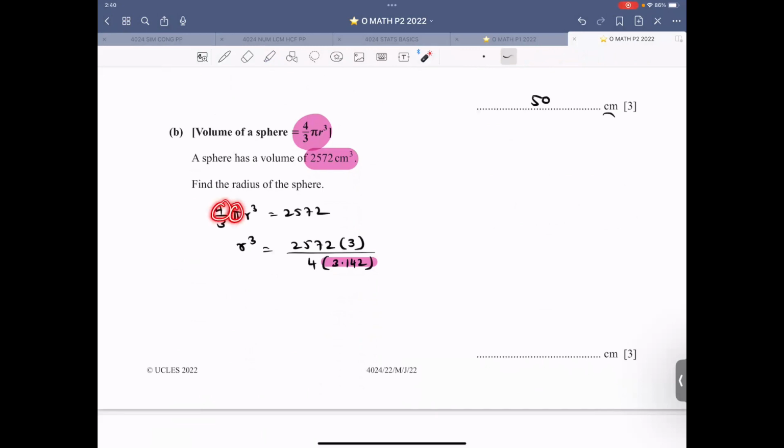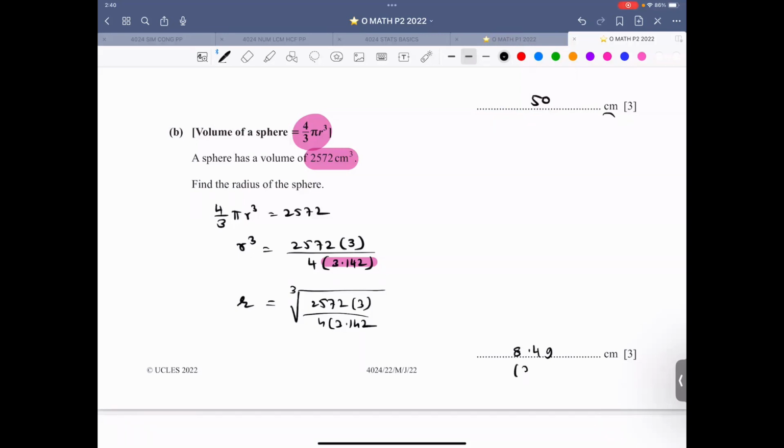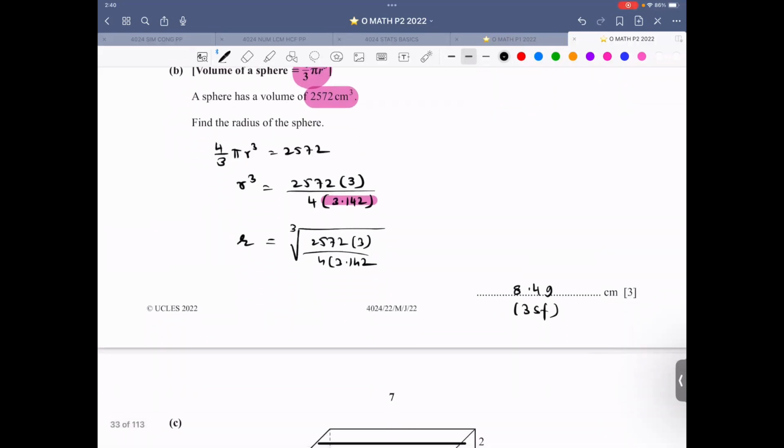So 4 and pi goes down, 3 goes up. This is r cube. Now use a calculator, or even write like this: cube root of 2572 into 3 divided by 4 into 3.142, and use a calculator, and the value of r is coming out to be 8.49 centimeters, correct to 3 significant figures. So this one, you had to do the rounding off.